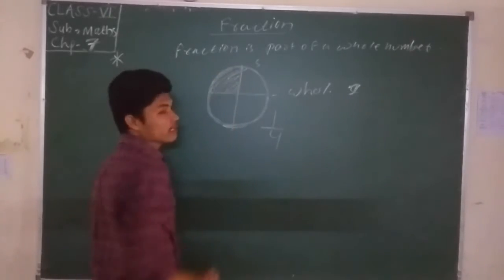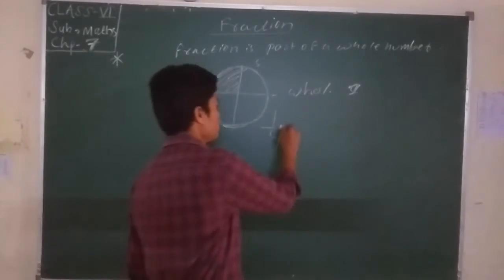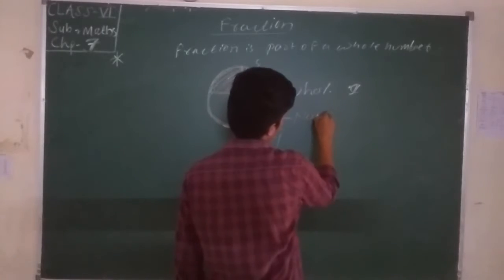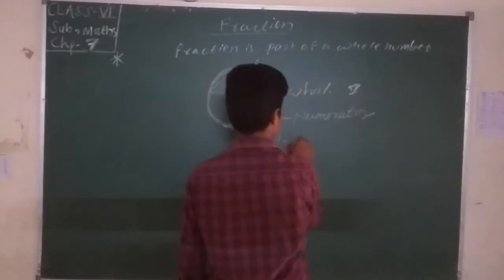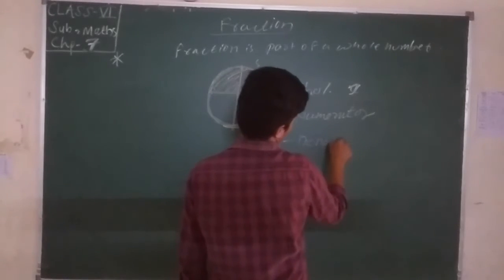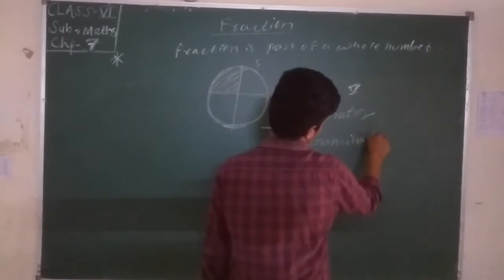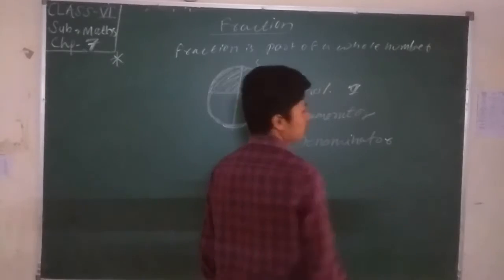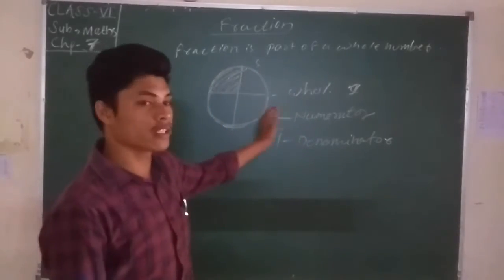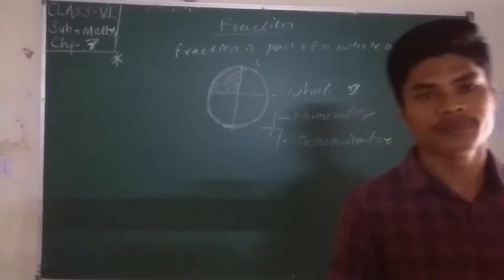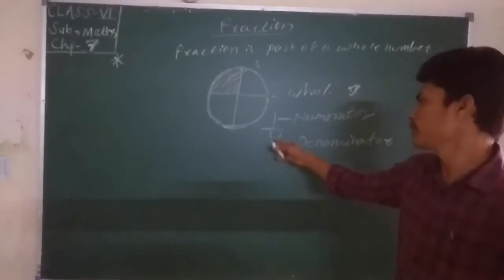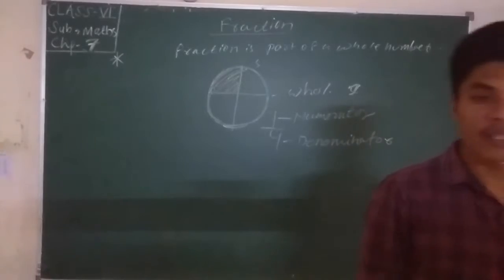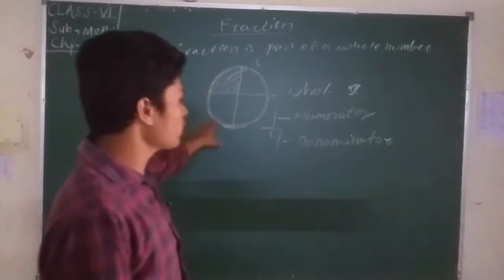Here the bottom is the whole parts. Now the top is known as the numerator, and the bottom is known as the denominator. Okay. We can represent fractions in a figure, as a fraction. That means 1/4, with a denominator and a numerator.